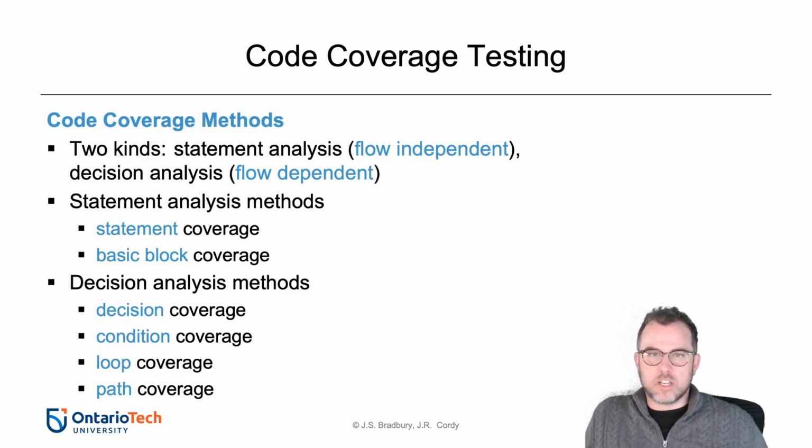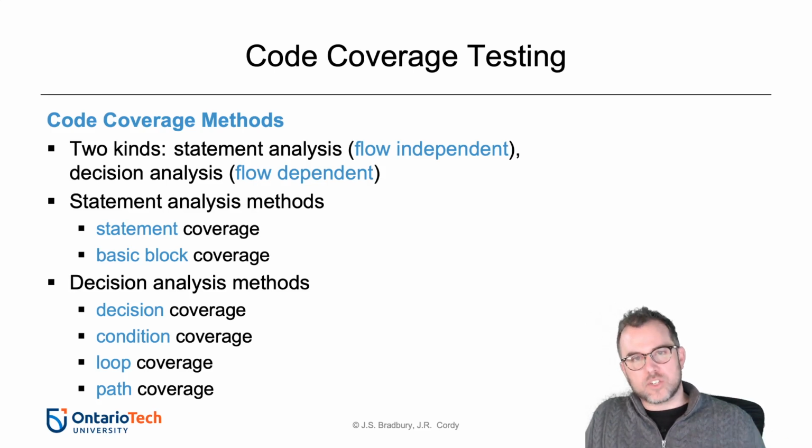And when I say I'm going to look at code coverage, that means I'm looking at two different groups: statement coverage and decision analysis coverage. Statement coverage, like we saw just then where we instrumented to say, hey, line 18 executed, line 19 executed, is flow independent. So when we look at the coverage of individual statements or blocks of code, we are looking at them independent of how the code is executed. It doesn't matter what order they're executed in. It only matters that the statement was executed at least once, okay?